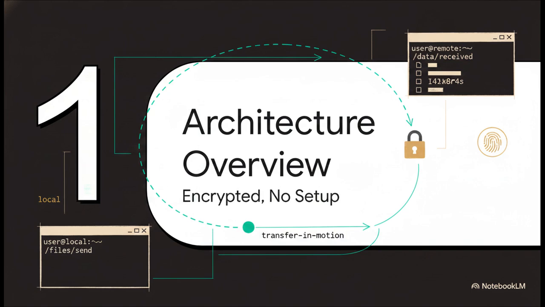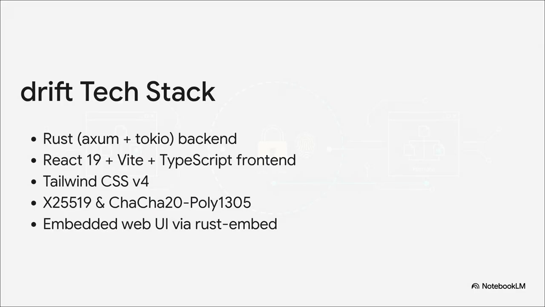Encrypted transfer, no setup. The tech stack here is seriously impressive. We're talking a backend powered by Rust, using Axum and Tokio for incredibly high performance and concurrency. On the front end, it is fully modern: React 19, Vite, TypeScript, and Tailwind CSS v4. But really, the star of the show is the security. Drift uses x25519 for key exchange and ChaCha20-Poly1305 for end-to-end encryption. You even have optional password authentication with an HMAC challenge-response, and it wraps all of this up beautifully by just embedding the front end straight into the Rust backend using Rust Embed.